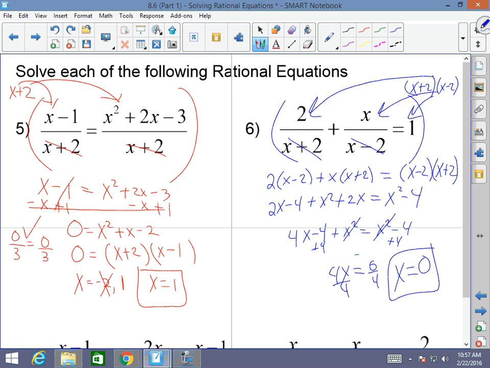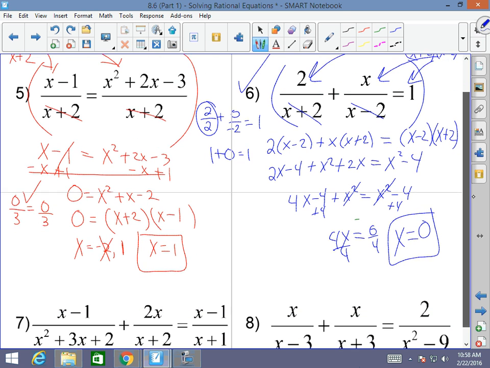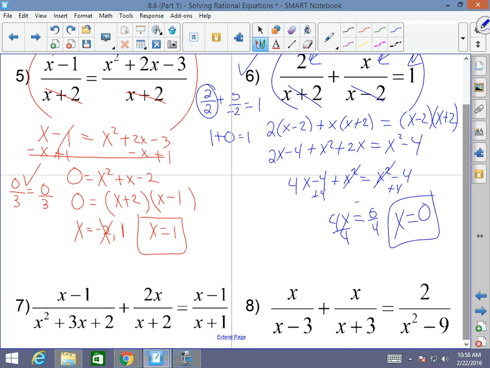Let's check. Let's check. Wait, don't say no first, guys. Let's check. Don't assume. Check. So I've got 2 over 2 plus 0 over negative 2. Does that equal 1? What does 2 over 2 equal? 1. What does 0 over negative 2 equal? Does 1 plus 0 equal 1? So yes, it does work. So for all of you guys that immediately said no, please do not do that. You must check. You must check. You have to, please. Okay? Does that make sense, gentlemen? Okay, wait, go ahead, what's up?